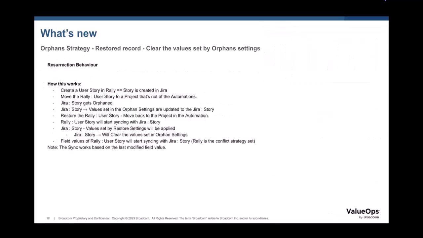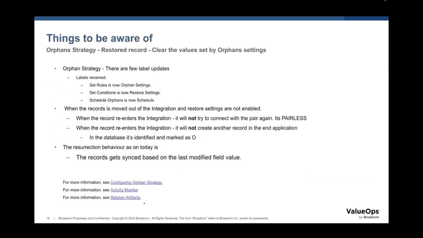So these are all how it works, and I've given an example of when you create a story in Rally and in Jira, how this behavior works. I'll quickly show a demo which is easier to absorb. And something that's a little different from what we had last time is a small name change.